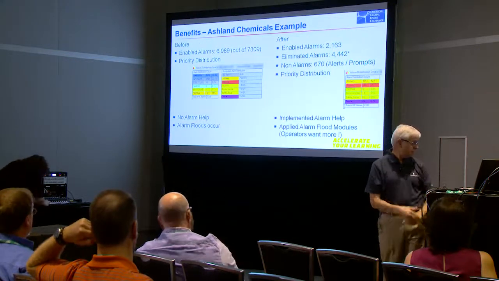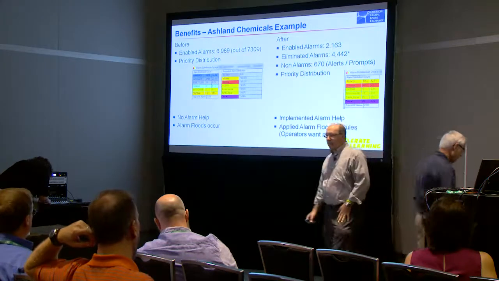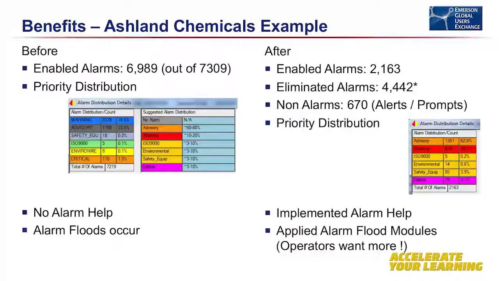Yep, so one of the takeaways I hope that y'all have is that this is something that you can do. Here's an example of a customer that presented at last year's exchange, Ashland Chemicals, that's gone through this whole entire process. They're on the audit step, so they've made it through all seven steps. They started with about 7,000 alarms. When they went through rationalization, they got that down to about 2,100. They changed the priority distribution.